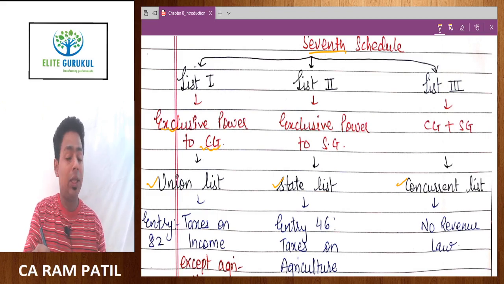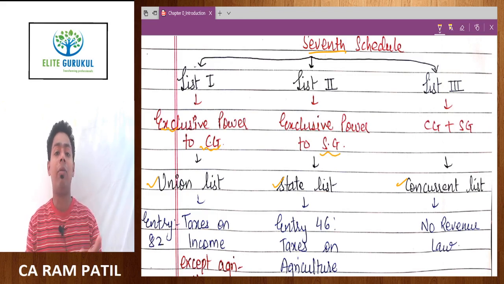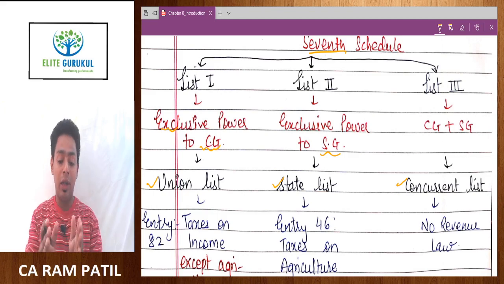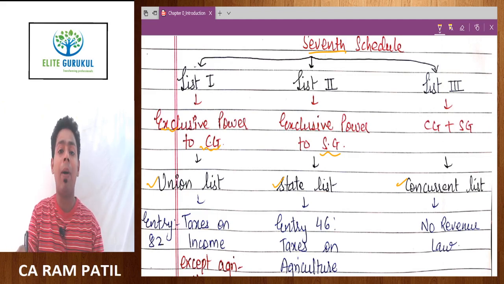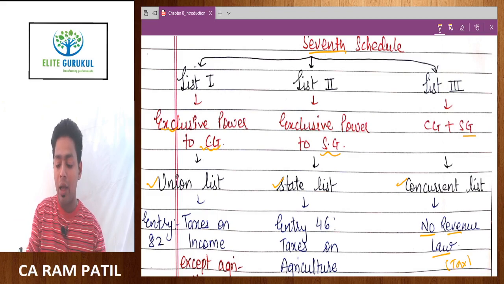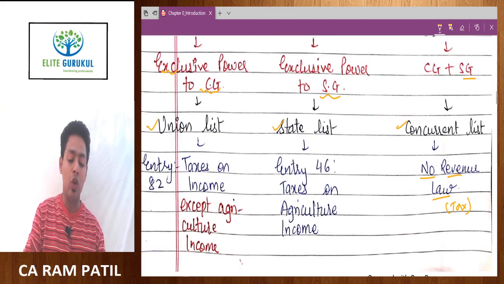The state list is list 2. It gives exclusive power to the state government to enact a law on the matters enumerated in list 2. And there is a common power in list 3, but fortunately we don't have any revenue law in the concurrent list. Revenue law means there is no tax act written under the concurrent list, so we will not be discussing it. Now let's come to the union list.